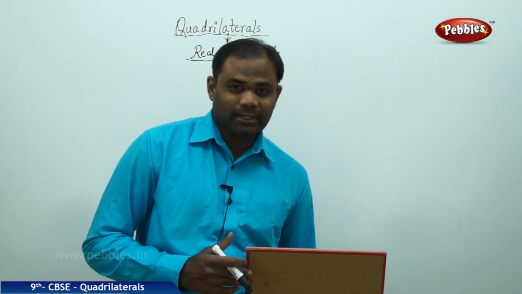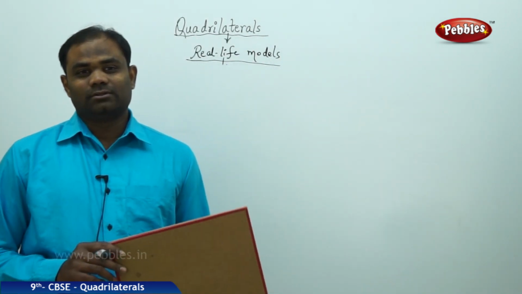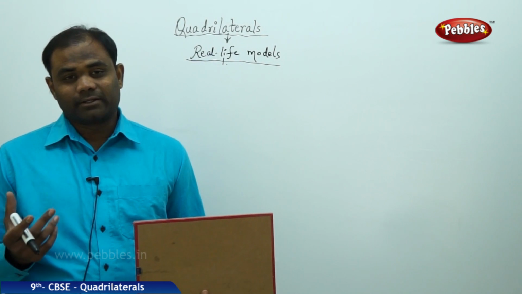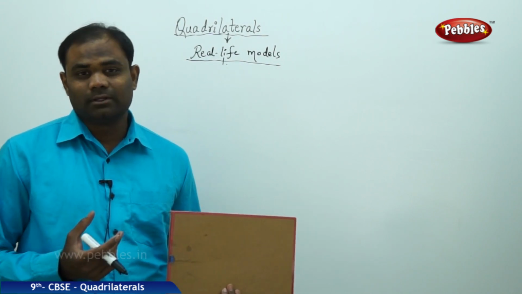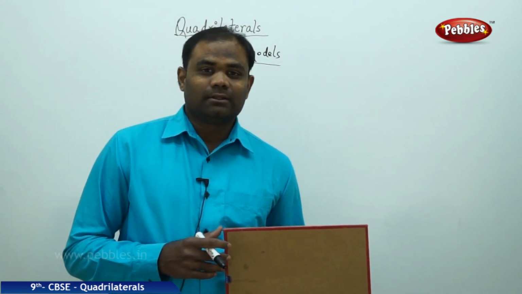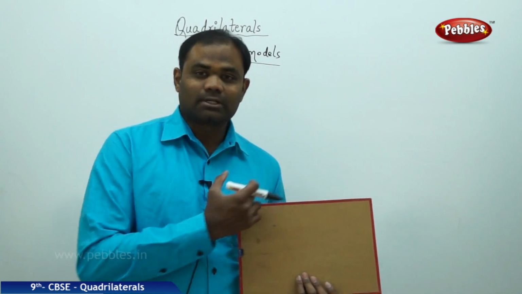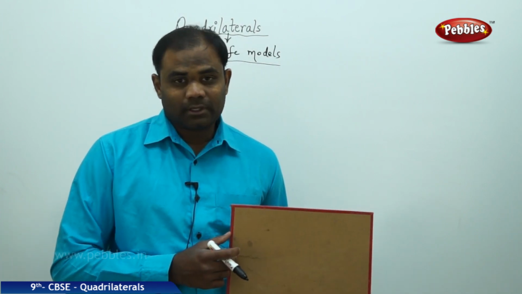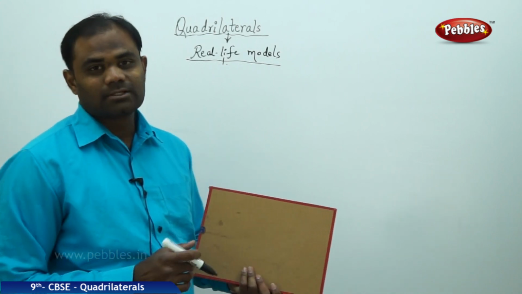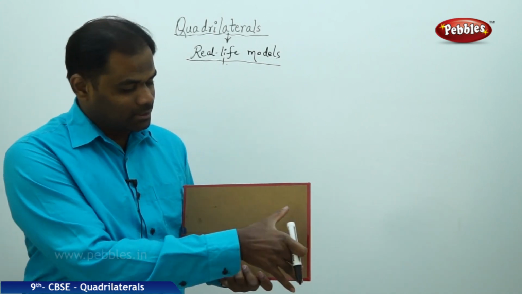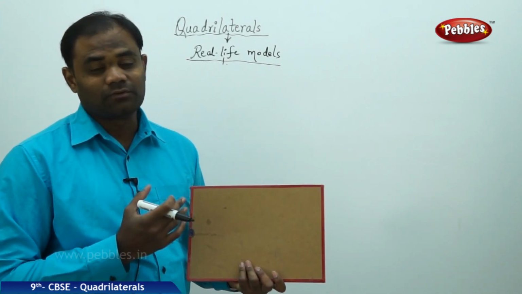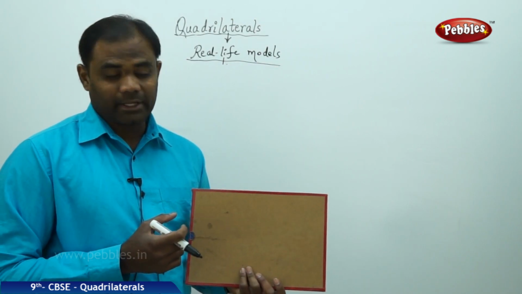Now let's take another real life model to see the different quadrilateral shapes which are available in mathematics. The next real life model is this cardboard frame. Now here, when I see this, the first thing I investigate is that this is a closed region formed by four straight lines.